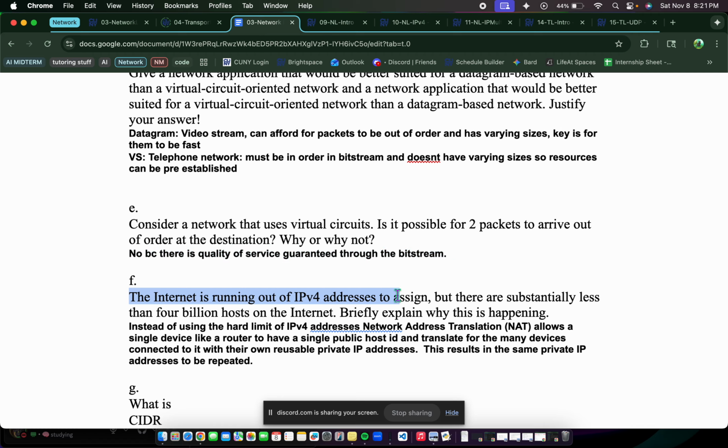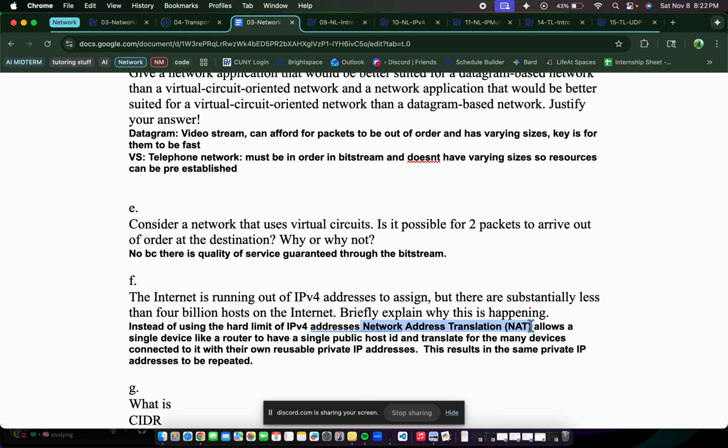Okay, the internet is running out of IPv4 addresses to assign, but there are substantially less than 4 billion hosts on the internet. Briefly explain why this is happening. This is due to a magical thing called NAT, the Network Address Translation. It's a way to mask your IP, in the sense that you have private IPs and public IPs. Your router at home has one public IP, and it will assign multiple private IPs to all of your devices, your laptop, your phone, etc.